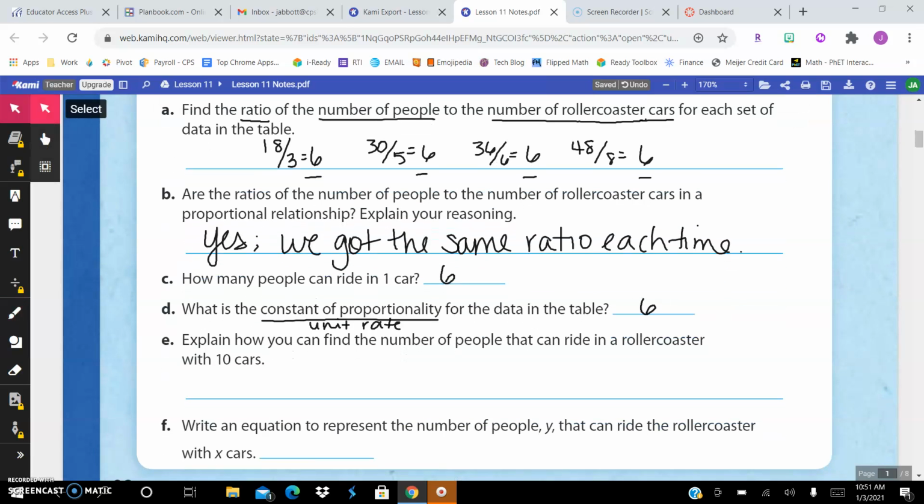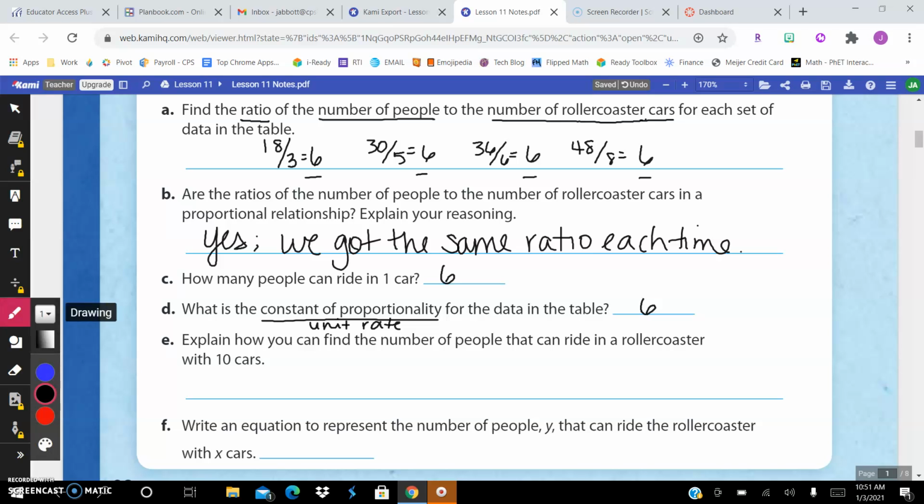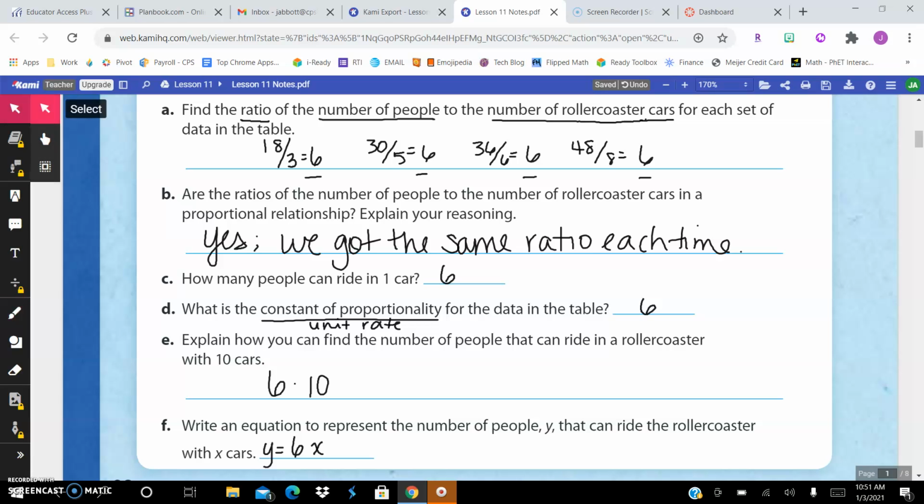Explain how you can find the number of people that can ride in a roller coaster with 10 cars. Well, if I know that 6 people can ride in one car, I'm going to multiply 6 by 10 since I have 10 cars. And then write an equation to represent the number of people y that can ride in the roller coaster with x cars. So y equals 6 times x, which is the number of cars. So if I had 50 cars, I could do 6 times 50 to figure out how many people could ride in that coaster.